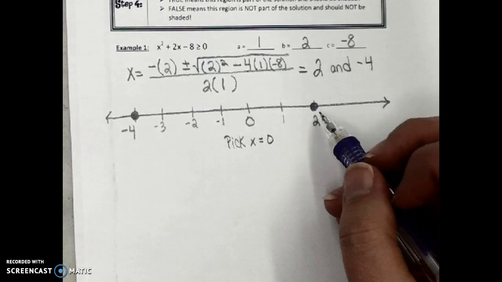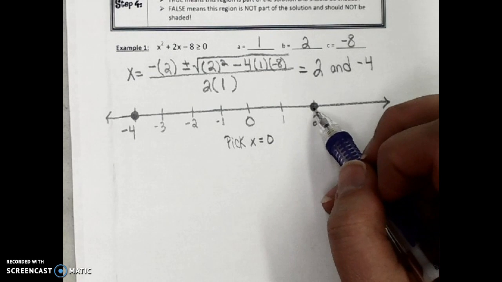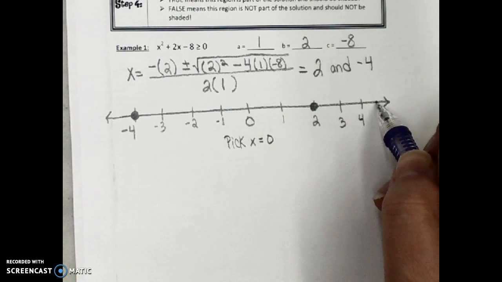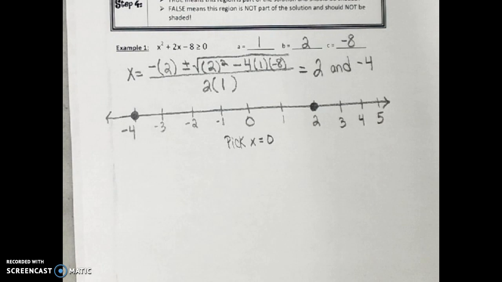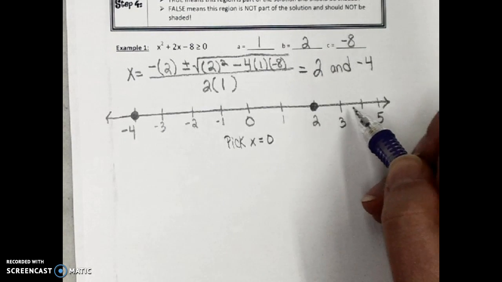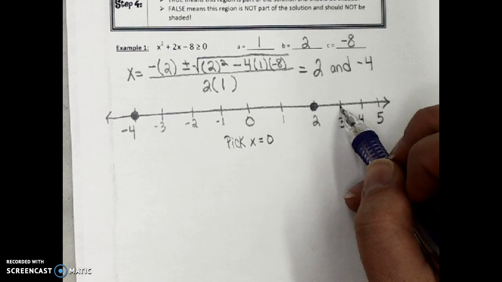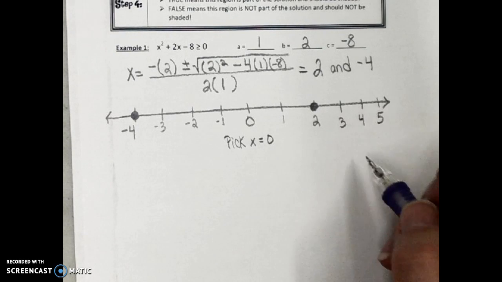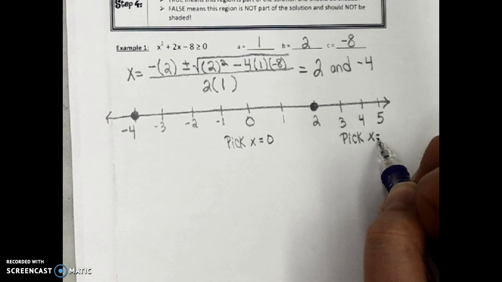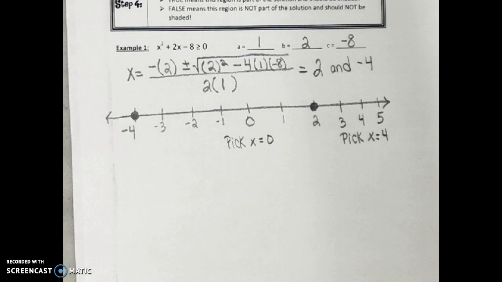Now I'm going to look to the right. Here's 2. What's to the right of 2? 3, 4, 5. I like to pick easier numbers to work with. A lot of times I pick 5s and 10s. I can pick the number exactly to the right. I could pick a decimal, but I don't want to do that. I choose to pick x equals 4. You could pick 5. A friend could pick 15.